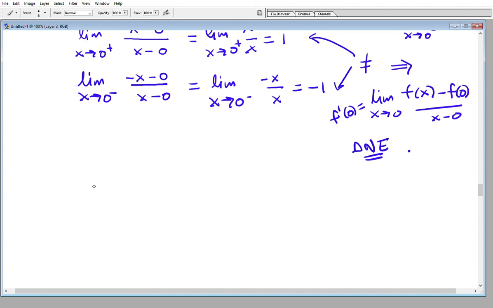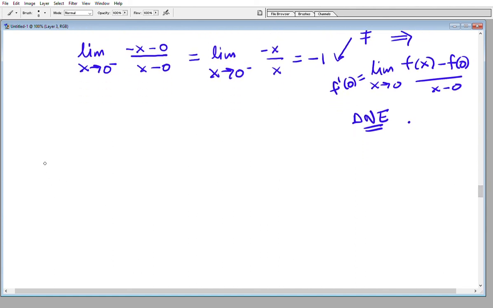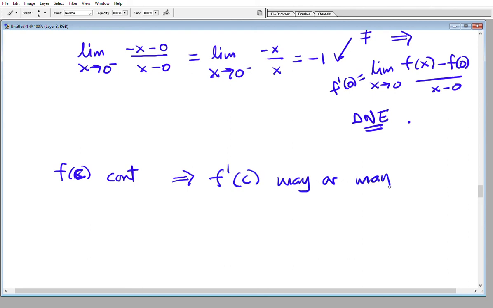We'll do one more. Well, I think we're going to show in general, f of x continuous. Well, let me say c. Let's use a specific value. F of c continuous. That means f prime of c may or may not exist. Usually it does for the functions we come across, but it might not. If the function comes to some sort of sharp point, then it won't exist.